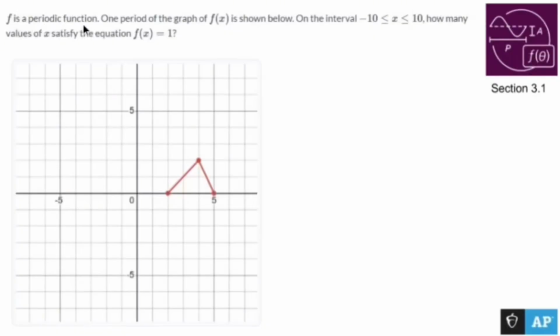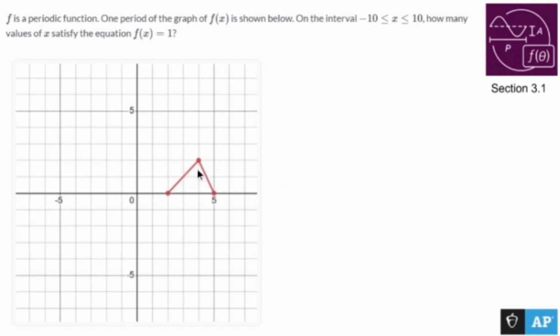F is a periodic function. One period of the graph f is shown below. On the interval -10 to 10, including those numbers, how many values of x satisfy the equation f of x equals 1? Well, here's issue number 1 and issue number 2. Issue number 1 is I only give you 3 spaces of this thing that's supposed to stretch out between -10 and 10. Issue number 2 is I don't have -10 to 10.